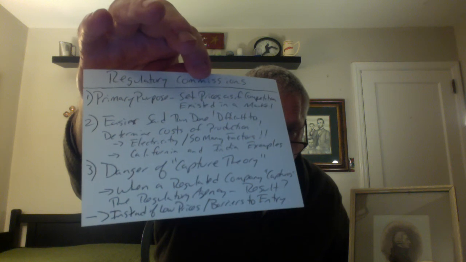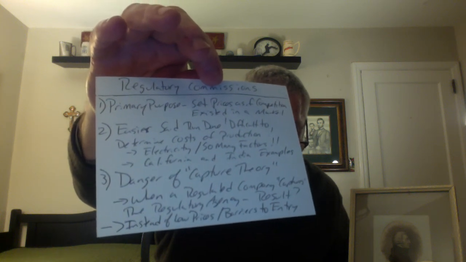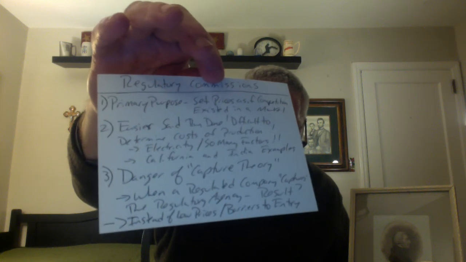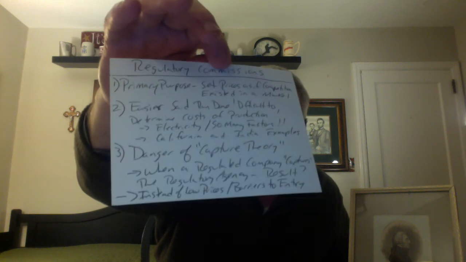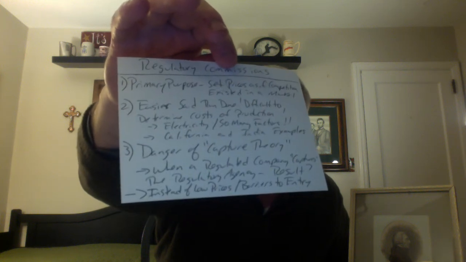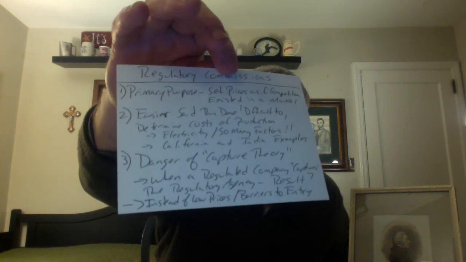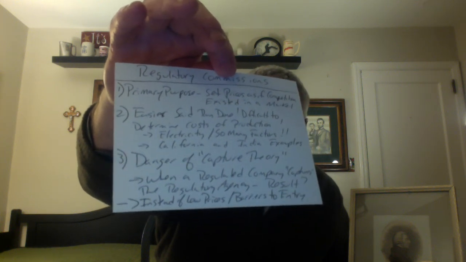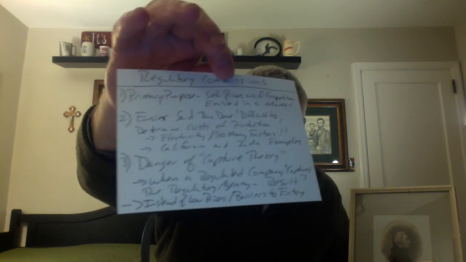And then he talks about the danger of capture theory, when a regulated company captures the regulatory agency that it's supposed to control. The result is that instead of lower prices, there are actually restrictions on lowering the price to a certain rate, and there are increased barriers to entry. So these bigger companies end up able to set higher prices and not fear any kind of competition. And so, just talked about some of the examples of capture theory.